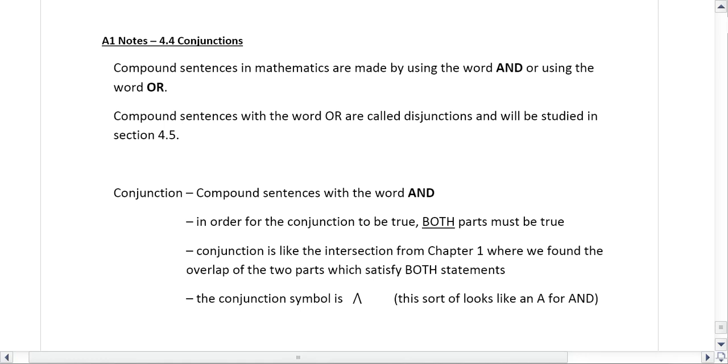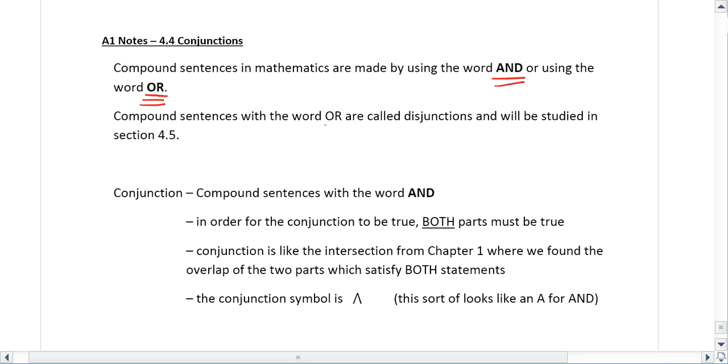This video is for Algebra 1, Chapter 4, Section 4, Conjunctions. In math, especially with inequalities, we can make compound sentences where we put two inequalities together. We can put them together two different ways. We can use the word and, or we could use the word or. And these are very connected to things that we studied in Chapter 1, so we're going to try to connect it back to your previous knowledge.